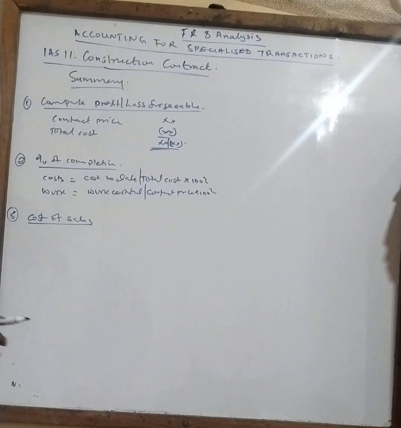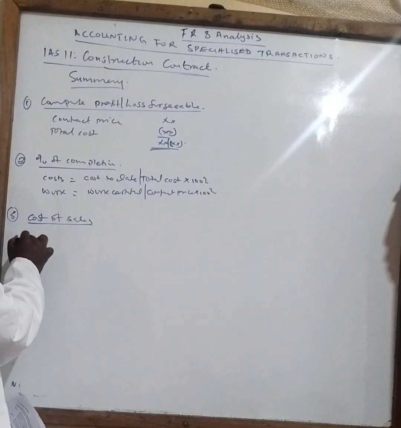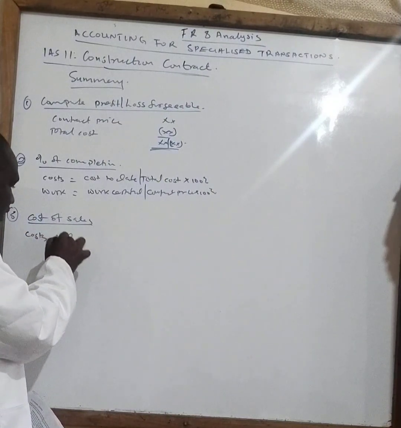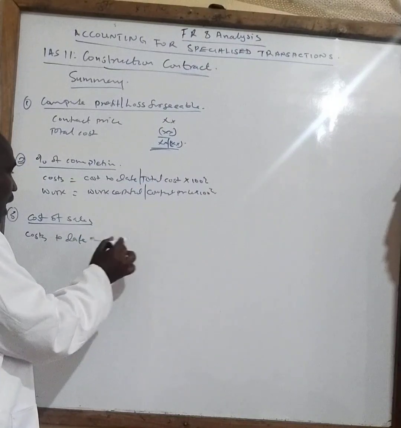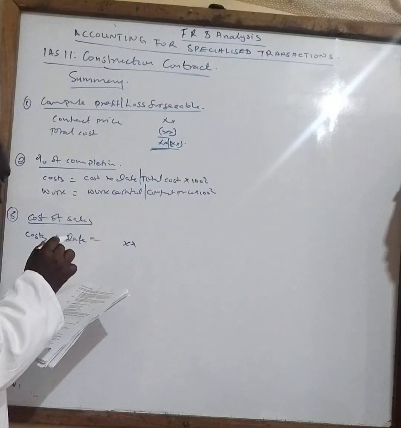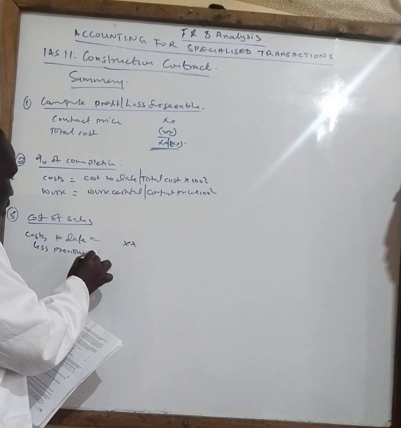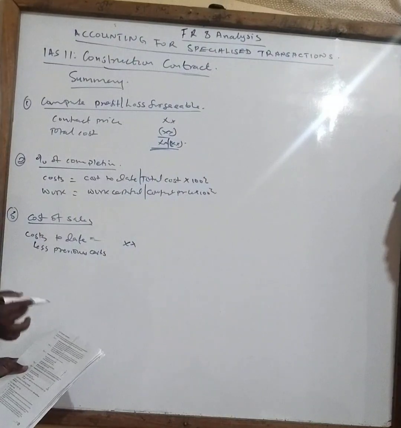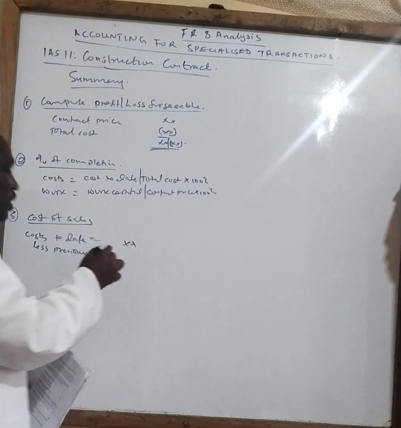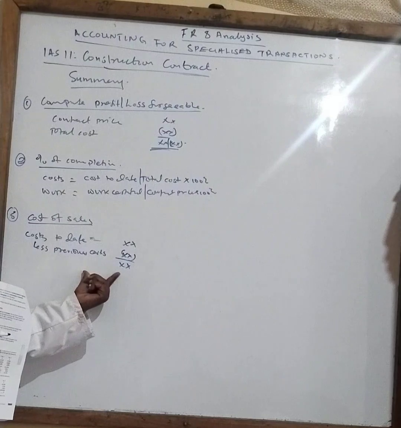Normally, cost of sales is opening stock plus purchases minus closing stock. But here we don't have such a nature because we are dealing with a construction contract. So you take the costs to date, how much you have incurred until now. Then you subtract the previous costs, which are costs from the previous year that have been accumulated into this year. Now you have the correct cost to date for the period.